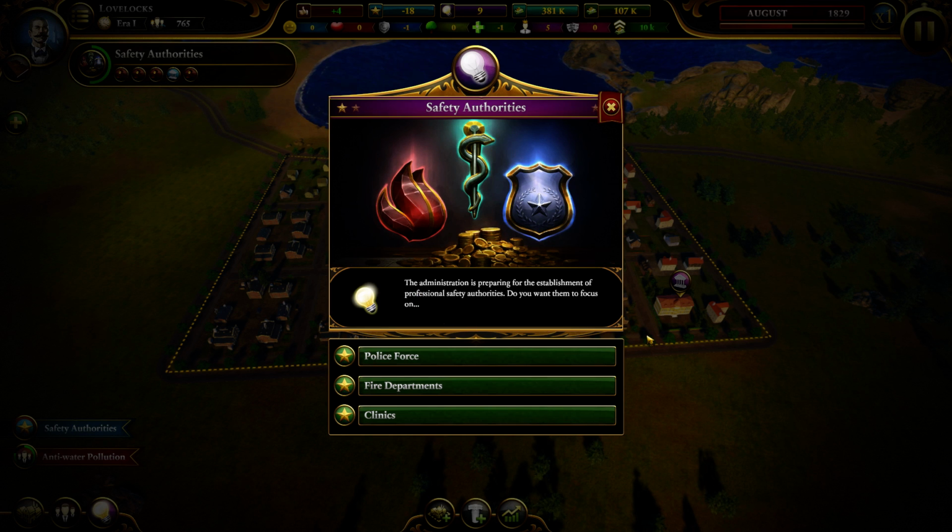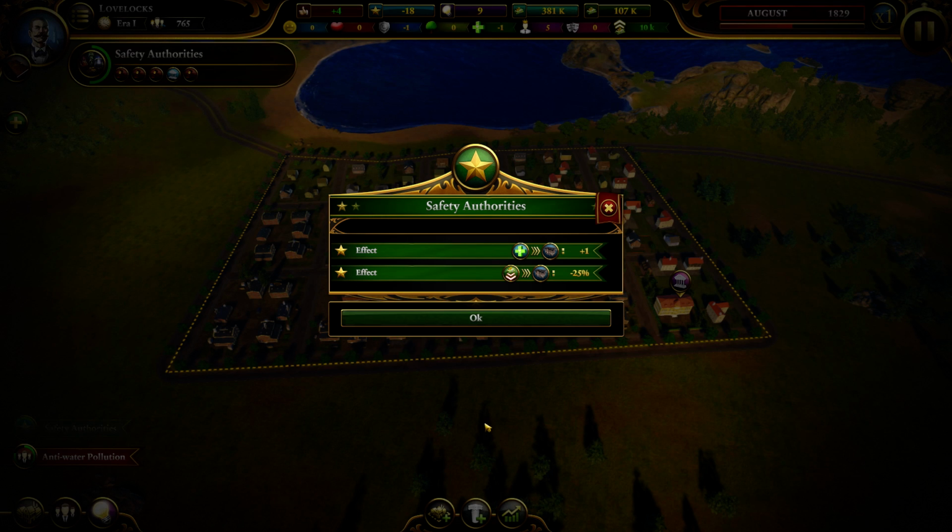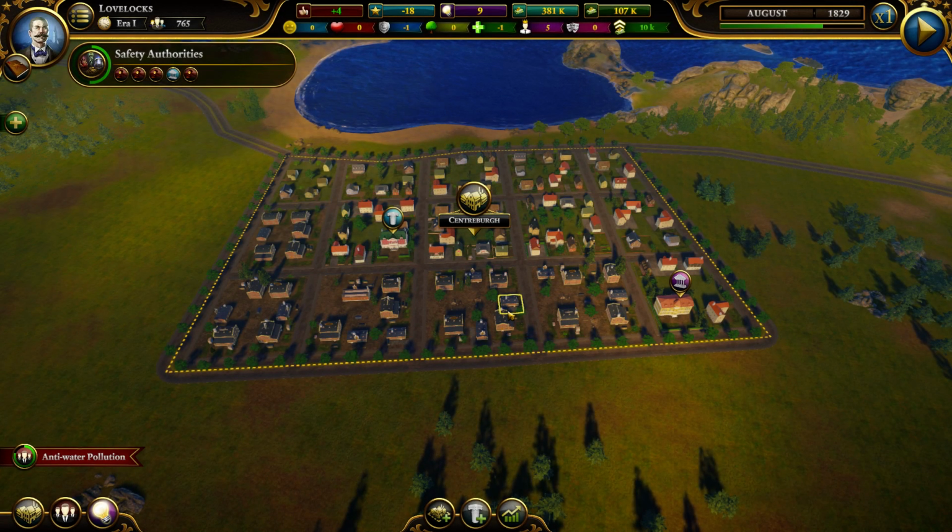Safety authorities. The administration is preparing for the establishment of professional safety authorities. Do you want them to focus on police, fire departments, clinics? I'm going to focus on clinics since it seemed like that's what we needed most. So that gives us a bonus to health for every clinic. Change in monthly city funds. Oh, but they cost 25% more? That's not good.